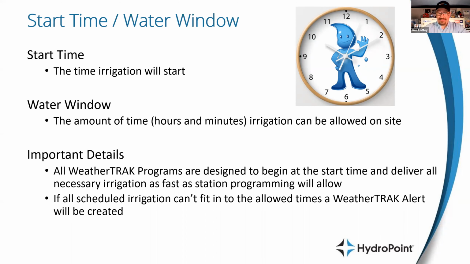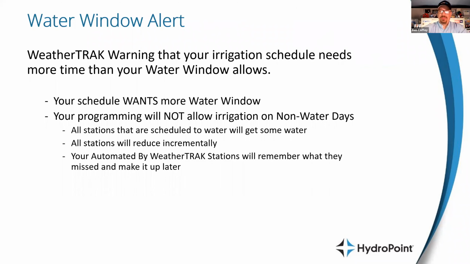If it can't get through all of that irrigation, you'll get what we call a water window alert saying, hey, you restricted the amount of time I have to irrigate, and I wanted more than that, right? I wanted 17 hours of irrigation, and you only allowed me 16.